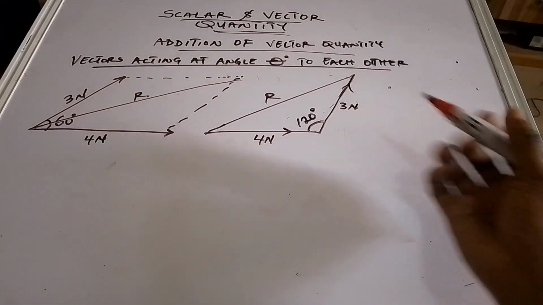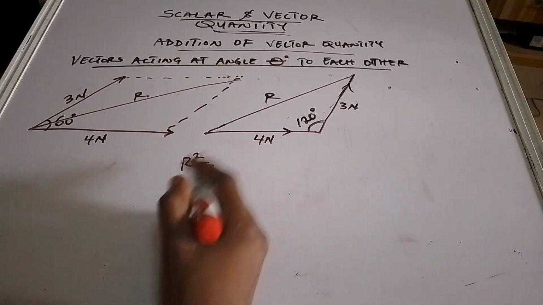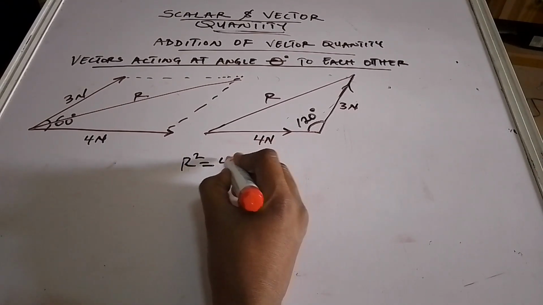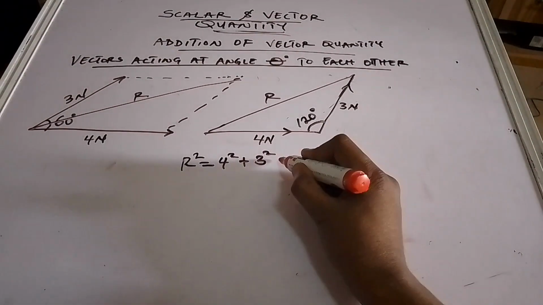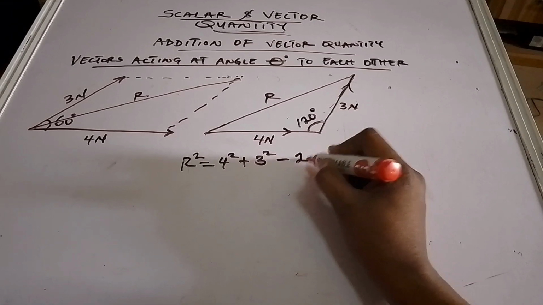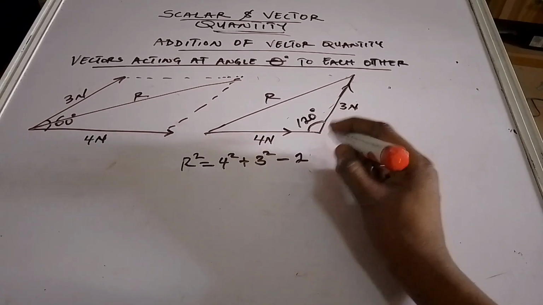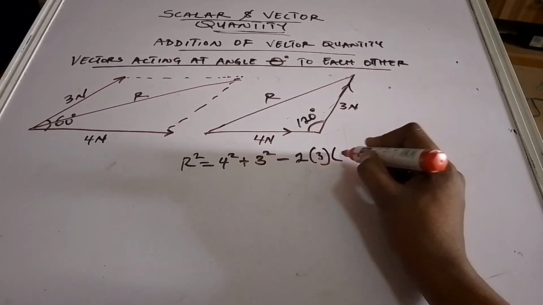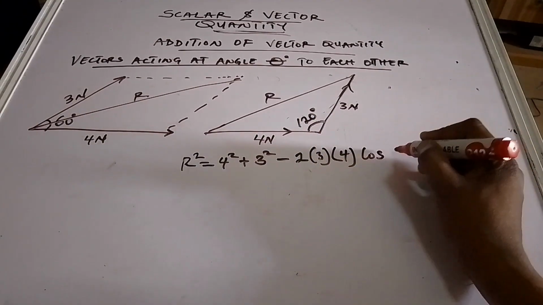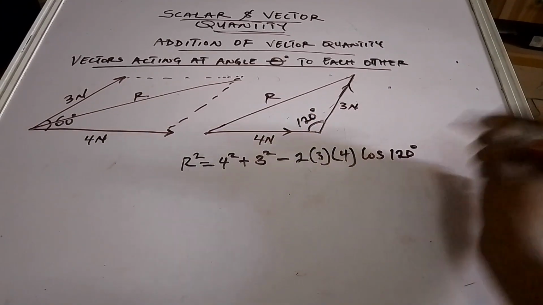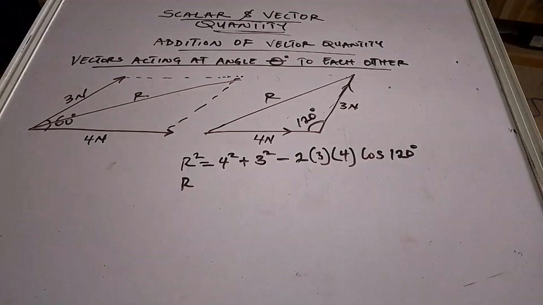Alright, let's now begin to apply the formula. R squared equals F1 squared, that is 4 squared, plus 3 squared, that is the second one squared, minus 2 F1 F2, that is 2 times 3 times 4, cos of 180 minus theta, and 180 minus theta is 120 degrees. That's how we're going to find our resultant R now.